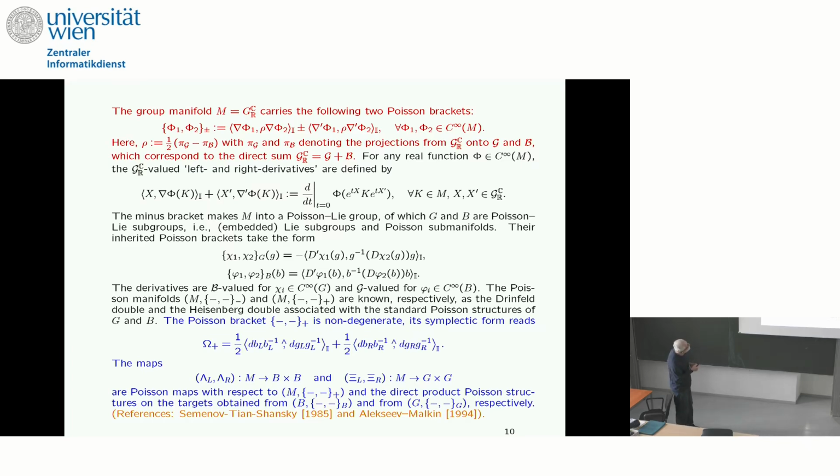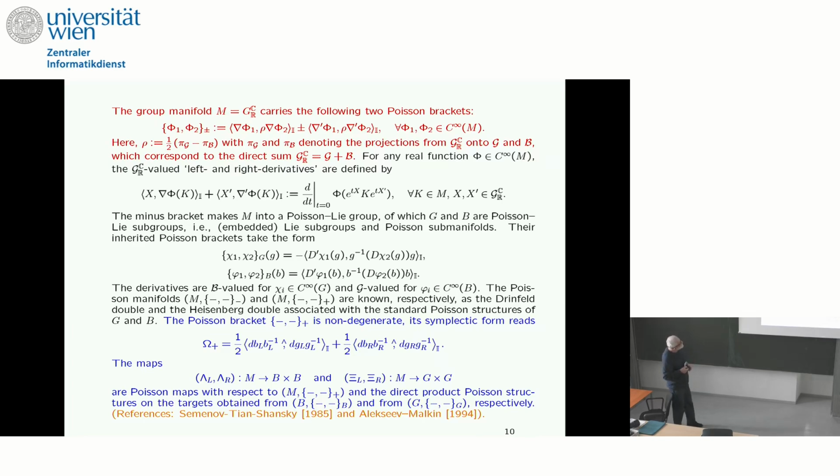This appears in the formula of the two Poisson brackets, plus and minus. And the plus and minus Poisson brackets are Poisson brackets from Poisson Lie group theory. The plus Poisson bracket is actually symplectic, and this is called the Heisenberg double Poisson bracket. And the minus Poisson bracket actually gives this group the structure of a Poisson Lie group, which means that the group multiplication is a Poisson map. But this will not be important for us. Of course, it's important somewhere, but it's not necessarily needed now.